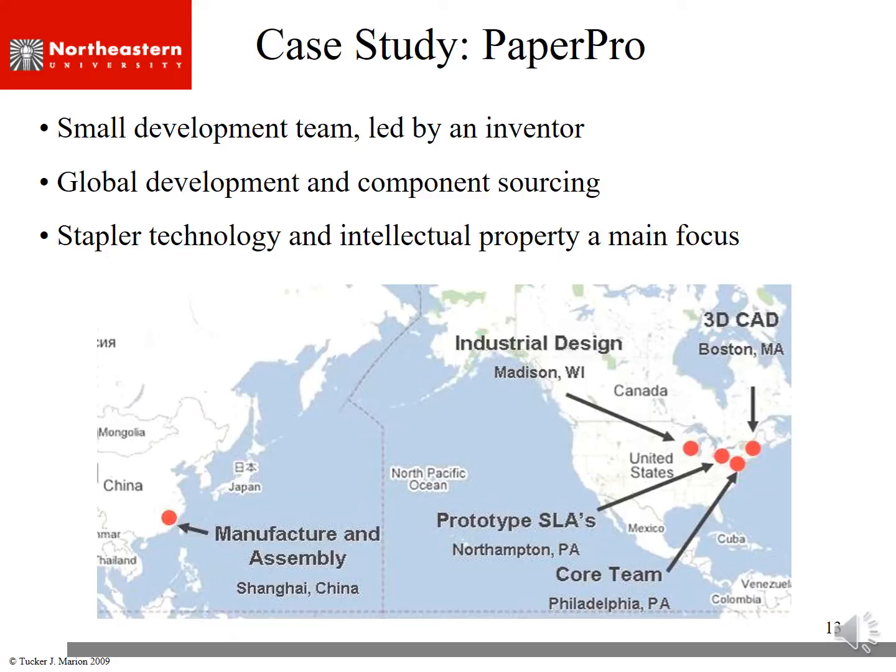This particular stapler, the brand was Paper Pro, was developed globally. So you had virtual teams. You had a core team in the U.S. The design team was based in Boston. The prototypes came out of Pennsylvania, where the core team actually sat. The industrial design was done remotely in Wisconsin, and it was manufactured in Shanghai. It's a pretty standard model today.